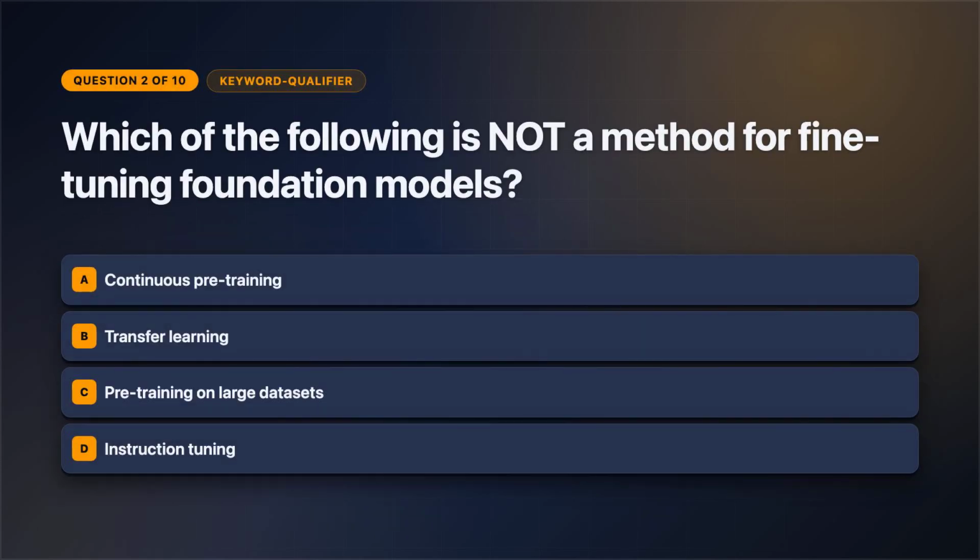Okay, question 2. Every phrase counts. Which of the following is not a method for fine-tuning foundation models? Select one answer. Review the answer choices on screen.